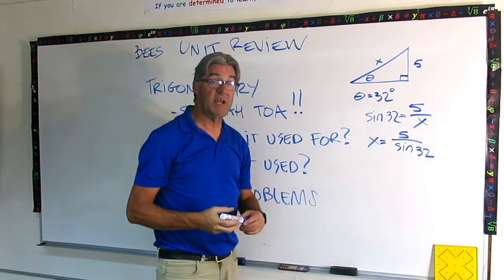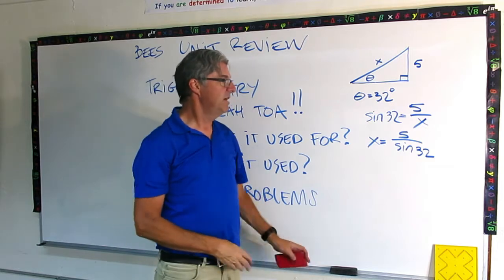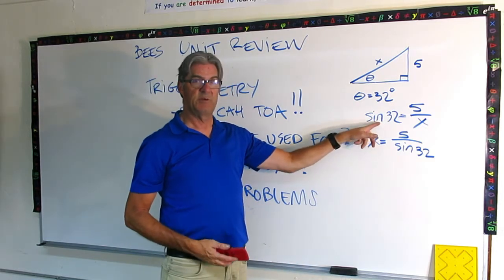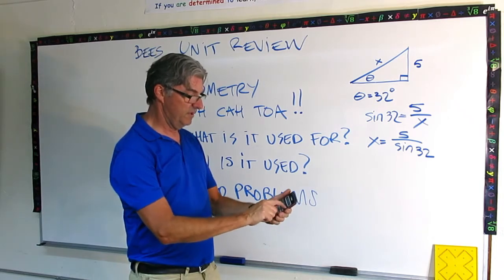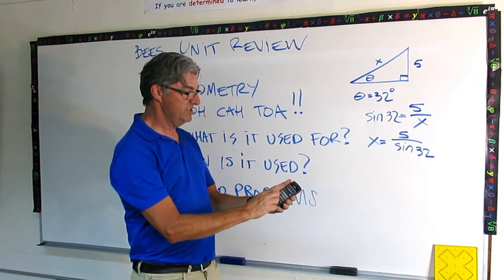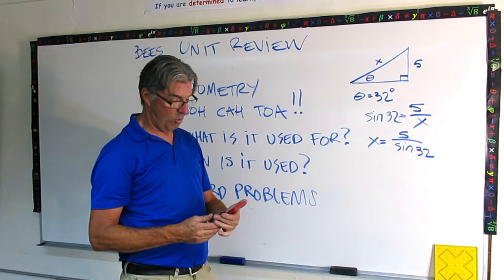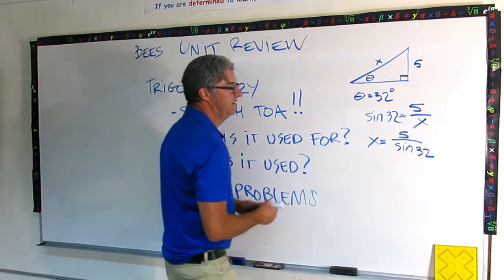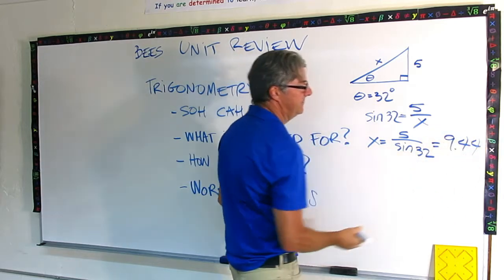And I strongly recommend that you do it this way before you get out your calculator and find out what sine 32 is, because this is super simple. On my calculator, all I've got to do is clear it out, do 5 divided by sine 32, press equals, and I get my answer, 9.44. Okay?